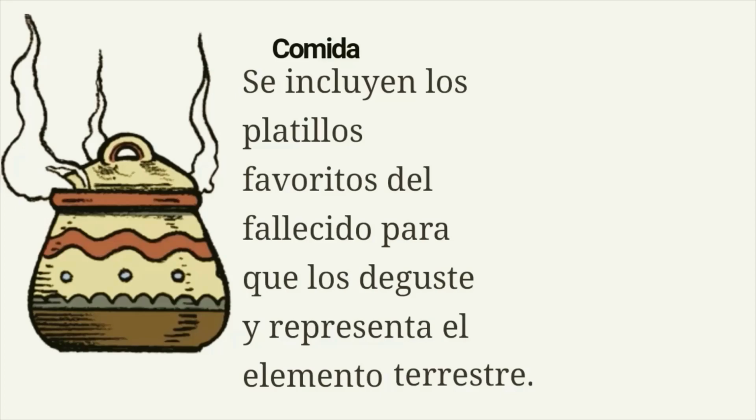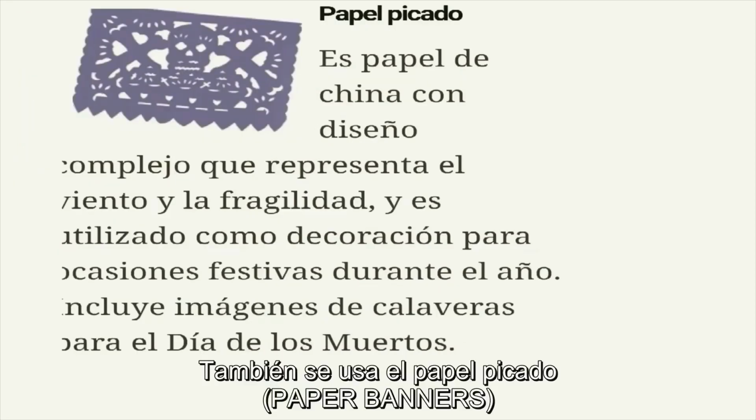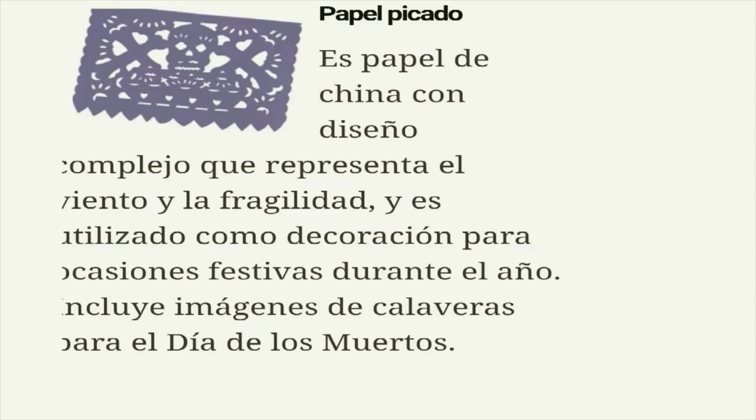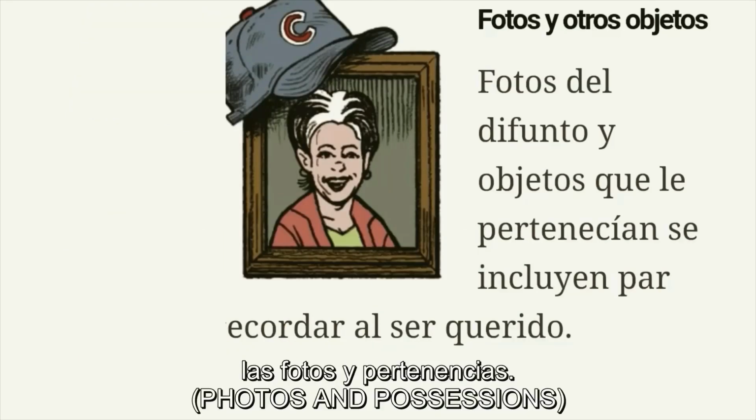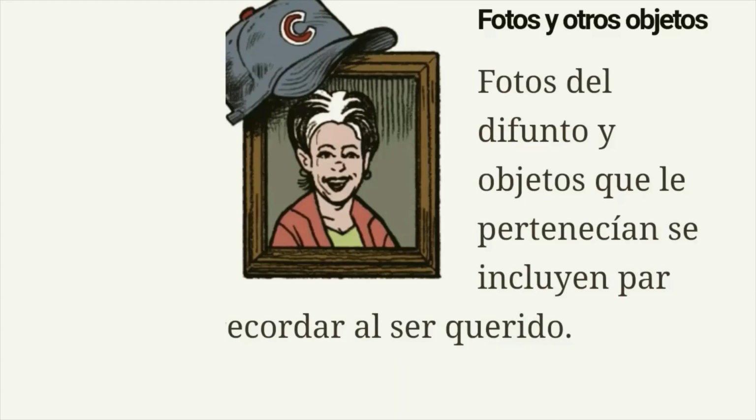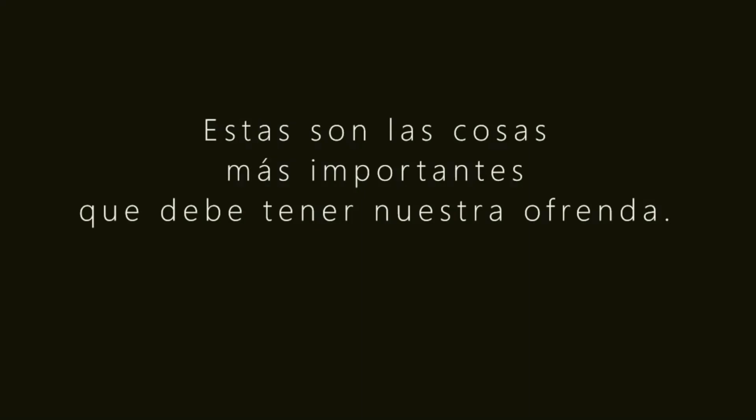the earth element. Another thing can be paper banners, whose intricate crepe paper cutouts represent the wind and fragility and are used as decorations for festive occasions throughout the year. And finally, last but not least, photos and possessions. Photos of the deceased, as well as personal possessions, are included to remember the loved ones who have passed away. These are the most important things that our altar needs to have.